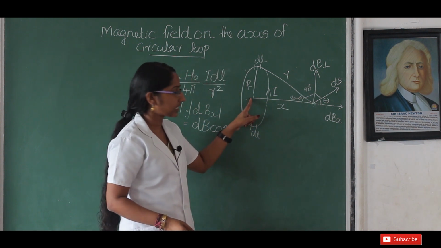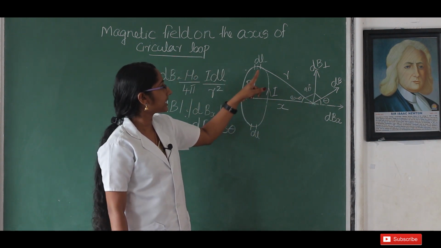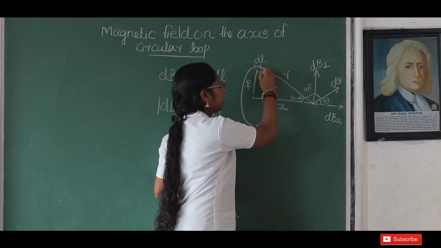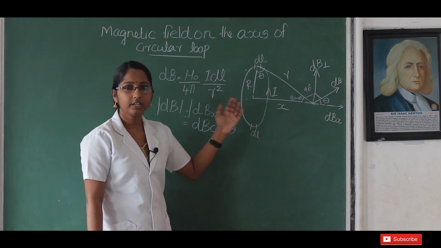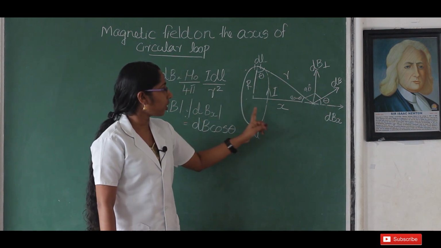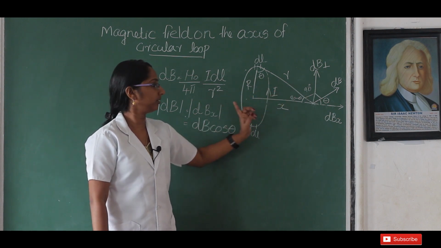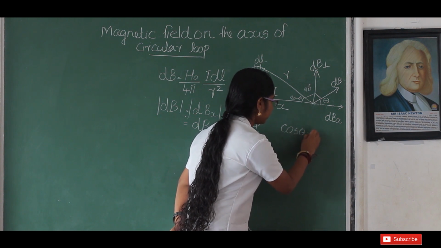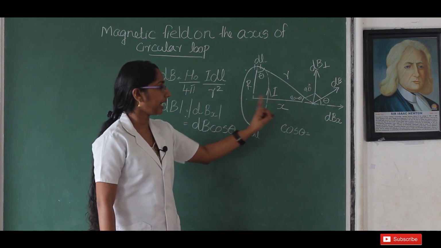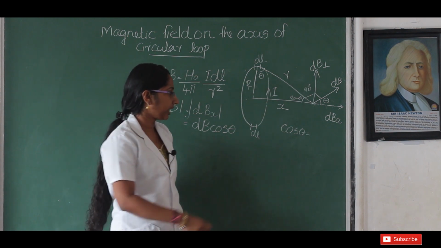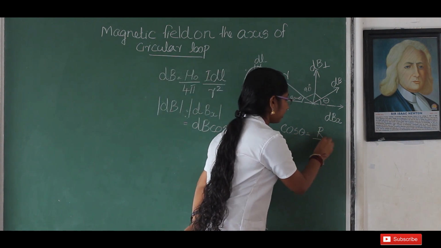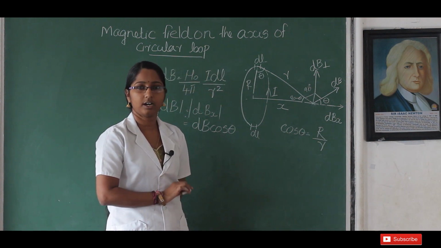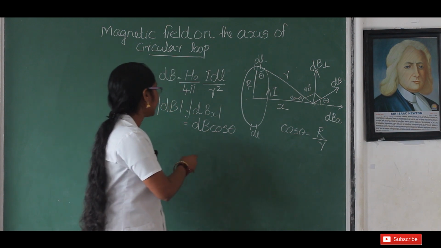And we know this one is perpendicular and this angle becomes theta. So we get this angle as our theta. Now we want to calculate what cos theta is from this triangle. Then what is our cos theta? Cos theta equals adjacent side by hypotenuse. So it becomes R by r, that is capital letter R divided by small letter r. Then here we can substitute it.